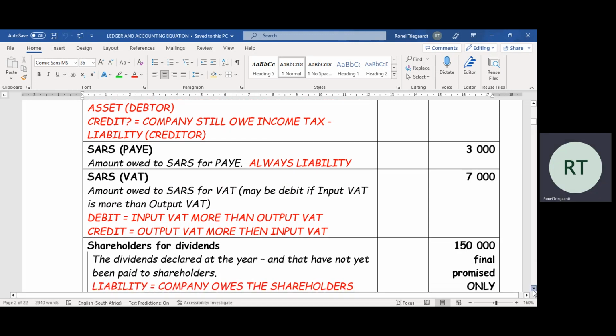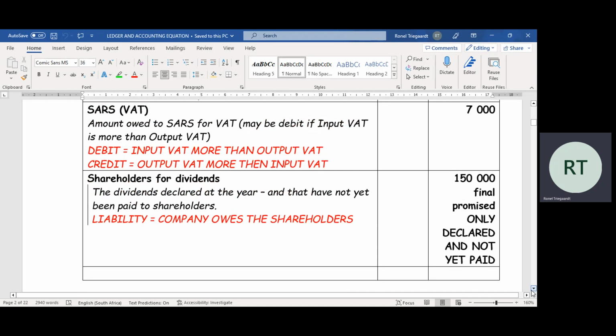Dan aandeelhouers vir dividende, shareholders for dividends, is always, but always a credit. Because these are the dividends, the company, at the AGM, at the end of the year, there must be a general meeting. At that general meeting, the CEO is going to propose the dividends, the total dividends for the year. Total dividends consist of interim, let's make it 10 cents that was paid during the year. At the end of the year, the CEO says our total dividends for this year is 30 cents. We already paid you 10 cents, meneer.